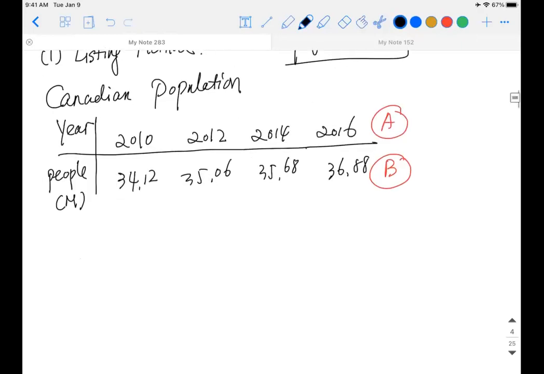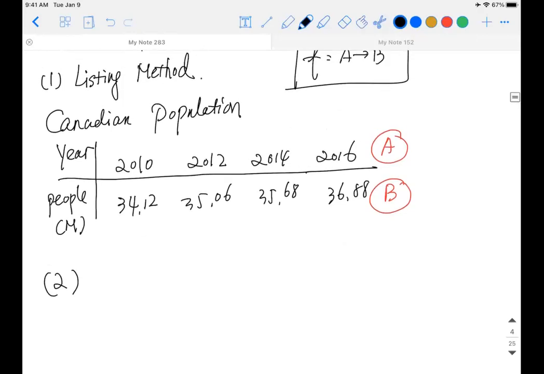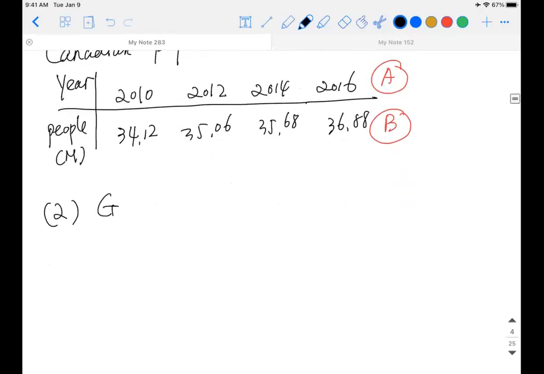Number 2, because we're not so happy with listing them out, this is too inconvenient, right? Sometimes if we do not want to list them out, we can actually use the graph. So the second one is the graph method. Using a graph, we can actually denote a function.